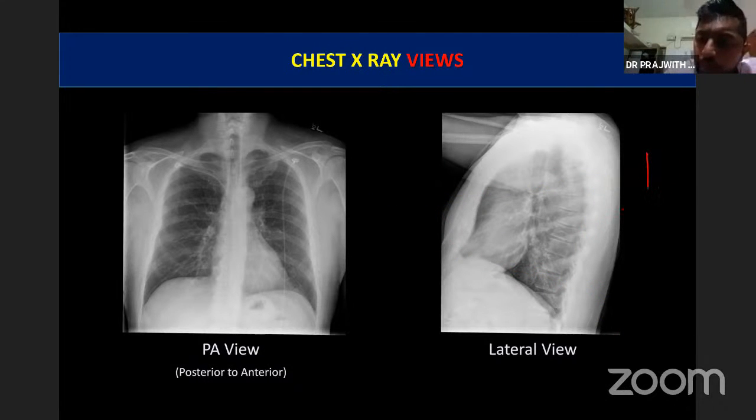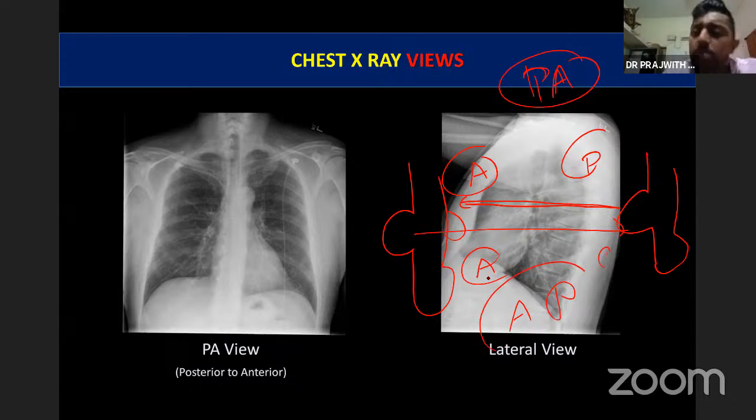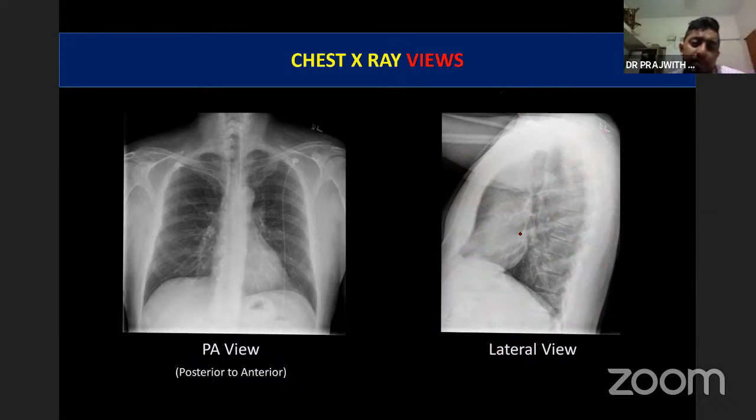Whenever I keep the tube behind, the X-ray passes from posterior first, then anterior, so we call it a PA view. But if I keep the X-ray tube in front and pass the X-ray from anterior to posterior, it is called an AP view. Very simple. There are two views that we have to remember: the PA view and the AP view. If it is going from posterior to anterior, I call it a PA view. Anterior to posterior is called the AP view. So this is the difference between the PA and the AP view.